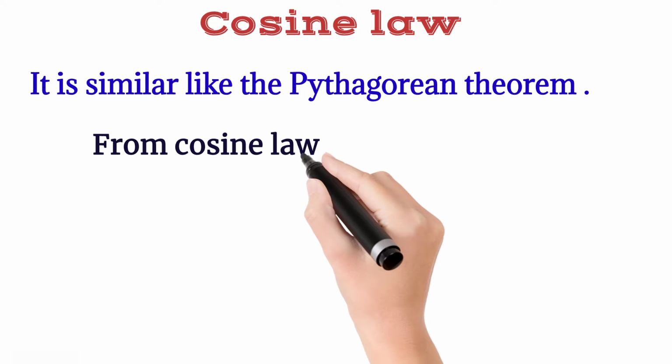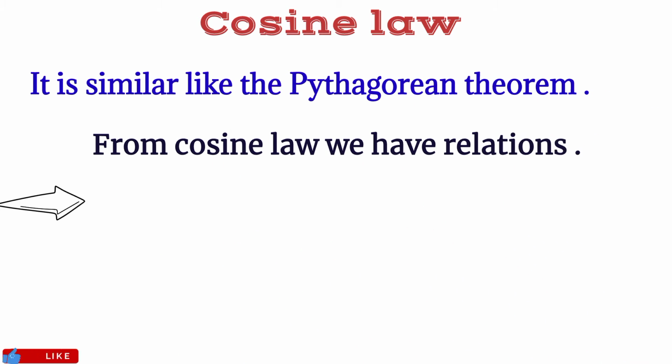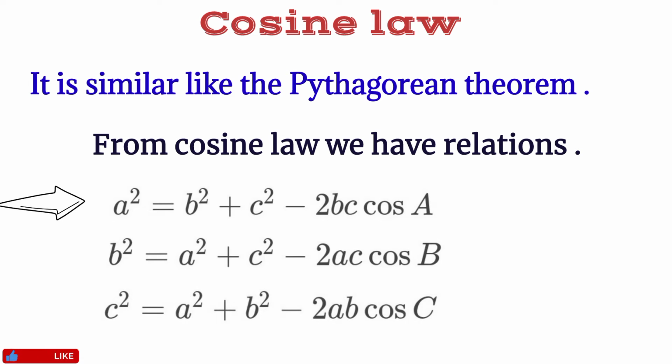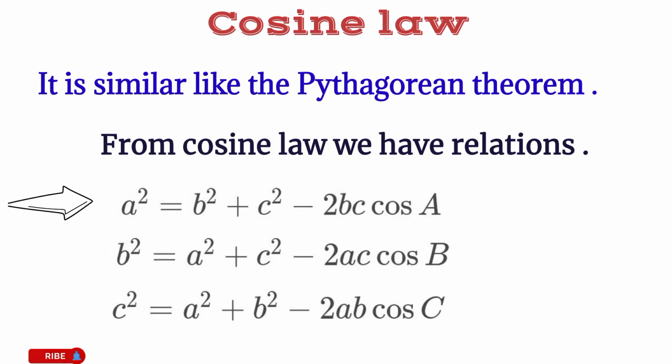From cosine law we have these relations. A squared equals b squared plus c squared minus 2bc cos A. B squared equals a squared plus c squared minus 2ac cos B. C squared equals a squared plus b squared minus 2ab cos C.